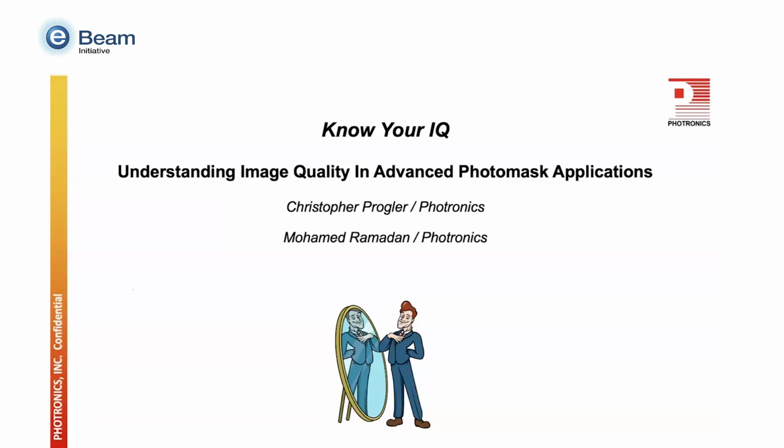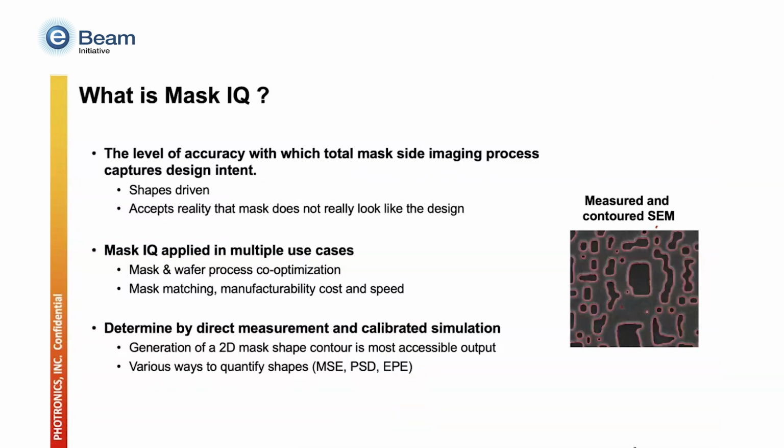So the first question is, what is mask IQ? I try to give a general definition here, and I'll read that straight. The level of accuracy with which a total mask-side imaging process captures design intent. It's a shapes-driven definition, which means we're talking about the pattern fidelity of a 2D shape, for example. Could be line patterns, could be anything, but really what we're talking about is how well the mask making process, from data prep all the way up through patterning and etch, captures the fidelity of the pattern, and how does it match to what the pattern designer intended.